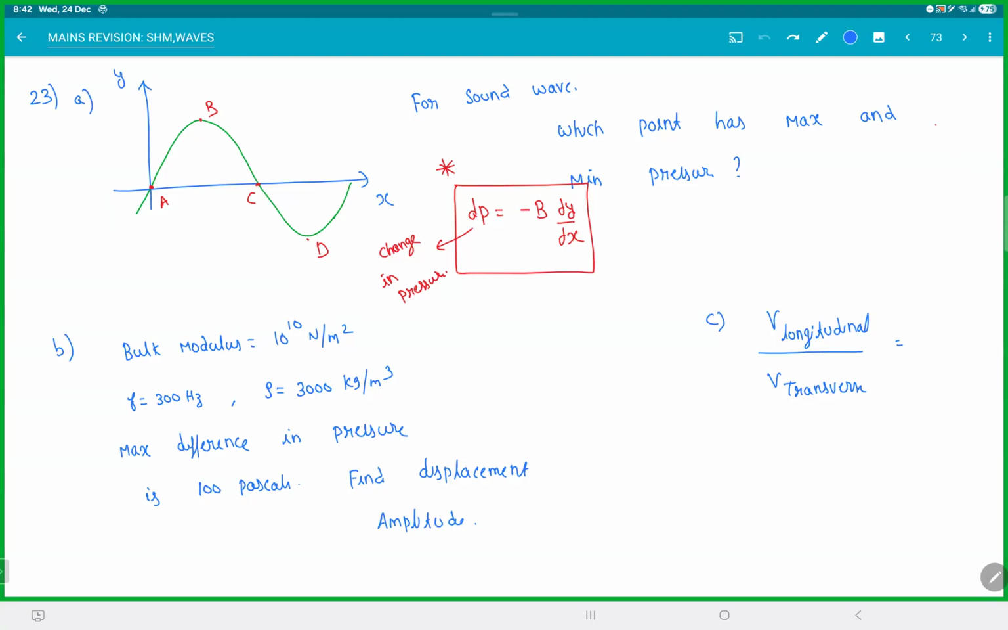Which points will have maximum pressure and which points will have minimum pressure? A, B, C, D. I think that's a good one. If you know that formula, it goes pretty fast.